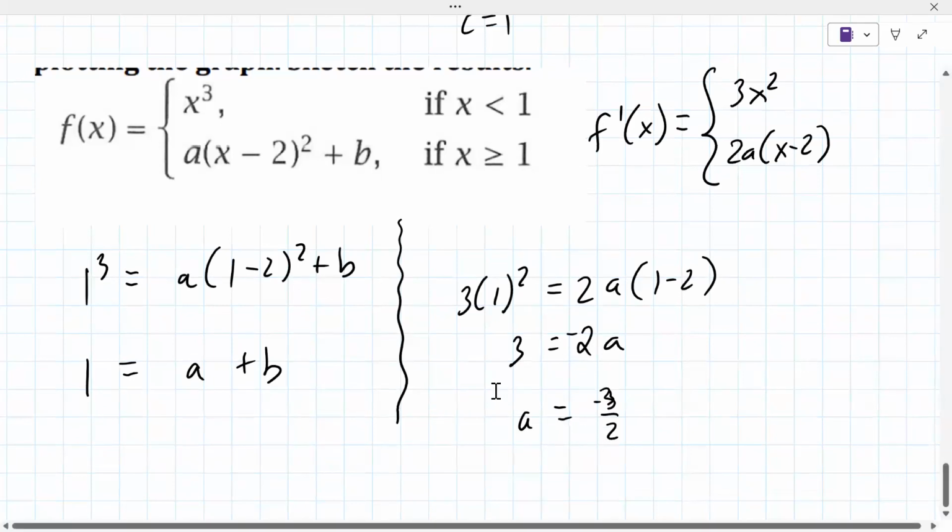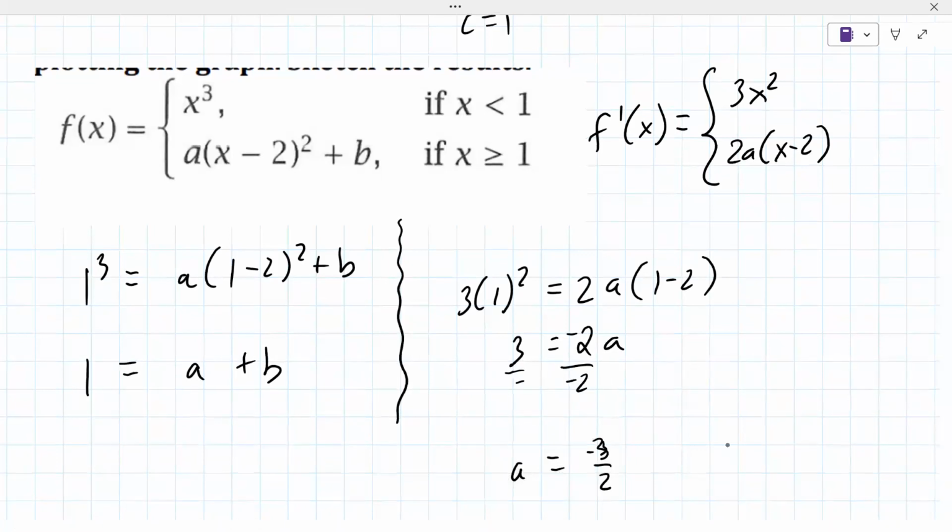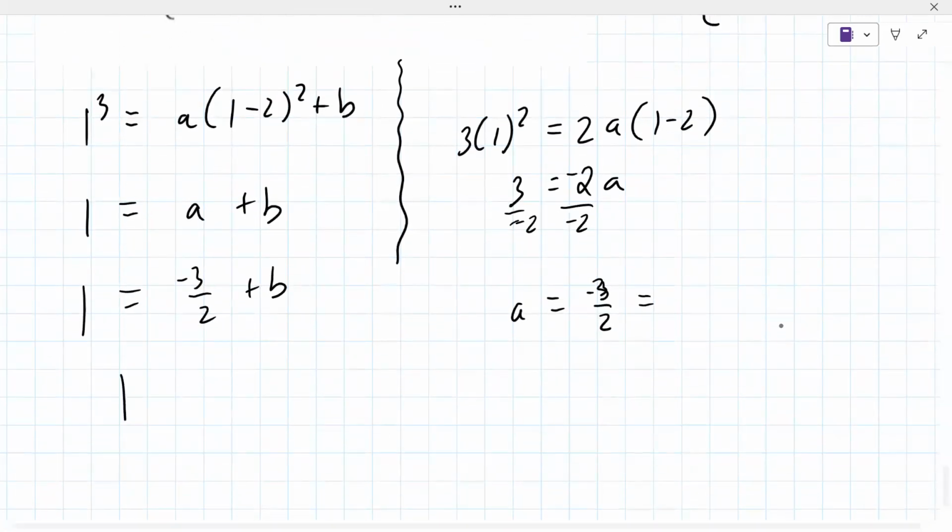Wait, negative 3/2? Why? Oh, because I'm dividing by 2. Yes. All right, and then to find b, go back to this equation, negative 3/2 plus b. You're adding 3/2 to both sides, so b ends up being 5/2. Okay, I think I get that.